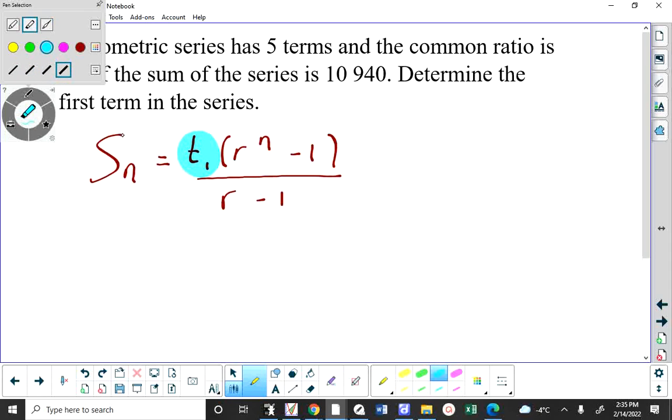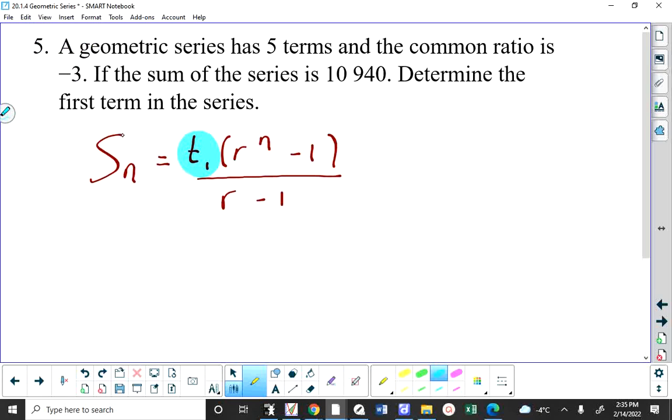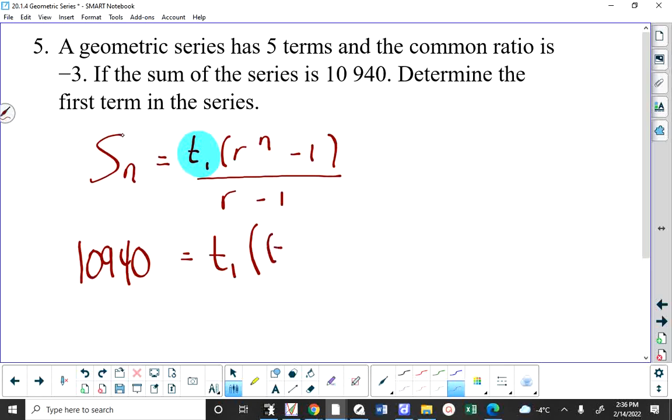You're trying to find this. Since that is not part of an exponent, you don't do it using your tables. You need to know how to do this on paper. The sum is 10,940. We don't know the first term. Then we have r to the n, which is negative 3 raised to the 5 because there are 5 terms. And that negative 3 needs to be in brackets.